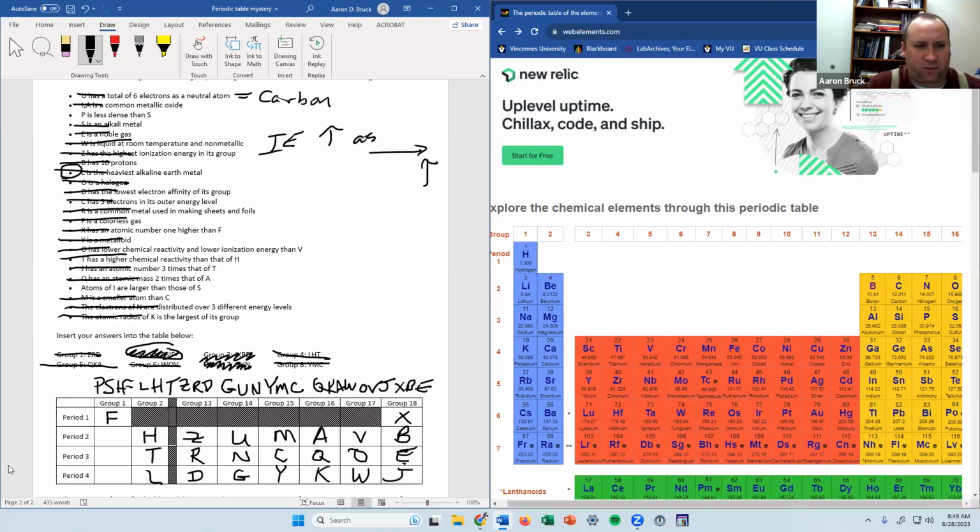Now we just have to configure P, S, and I, the last piece here. And so we're told that P is less dense than S, and I is larger than S. Well, by that kind of process of elimination, if P is higher on the table than S, because density does increase as you go down, and S is smaller than I, well, then the only logical explanation is that they must be in that order.